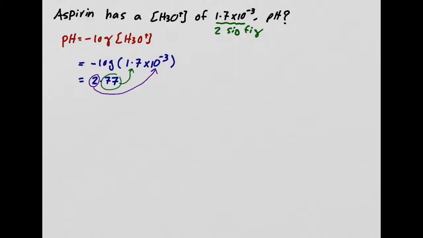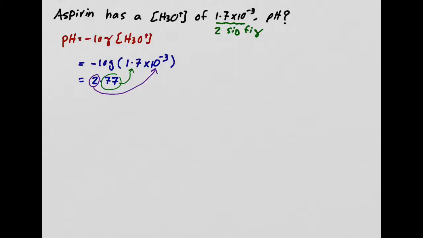So this is why when you do log of a number, you have to count after the decimal place. That's what's going to count for the number of significant figures. Because log of 1.7 times 10 to the minus 3, the minus 3 gives you the 2. The 1.7 gives you the 77. This is 2 sig fig. So far, so good. So 2.77 is the correct number of significant figures. I know it's a little bit confusing. We'll do more of it to make sure that you get this down. So far, so good. Okay.